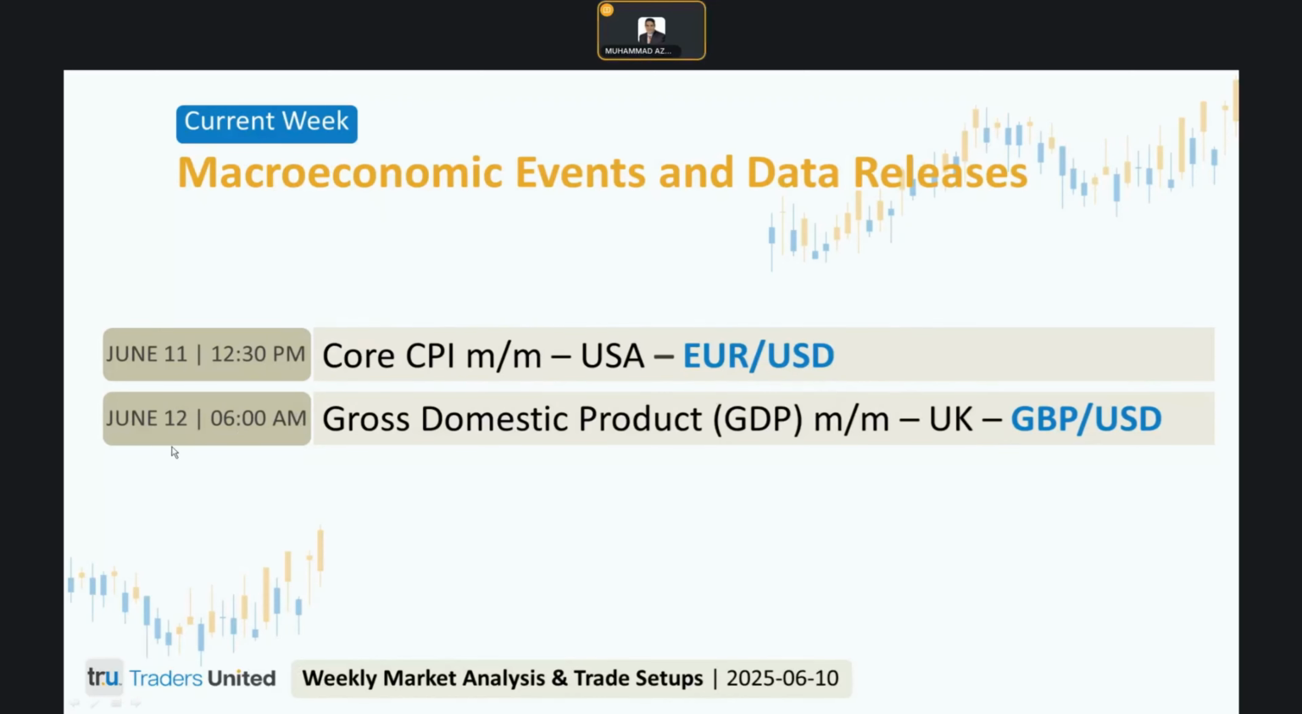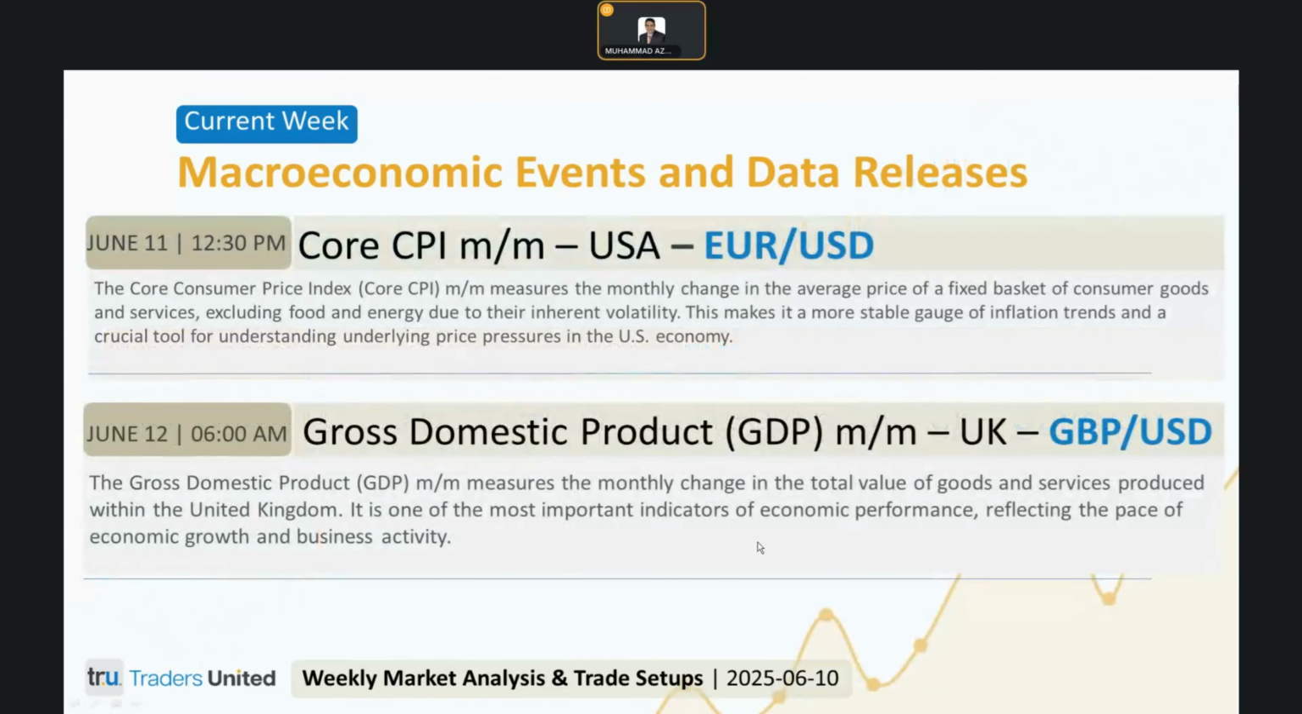The next one is the June 12th financial data report, which is the gross domestic product, GDP, month over month in the United Kingdom, and we're going to focus on the GBPUSD currency pair. So let's take a look at some more details. The core CPI, which we're going to get on Wednesday, June 11th, 2025, tomorrow.